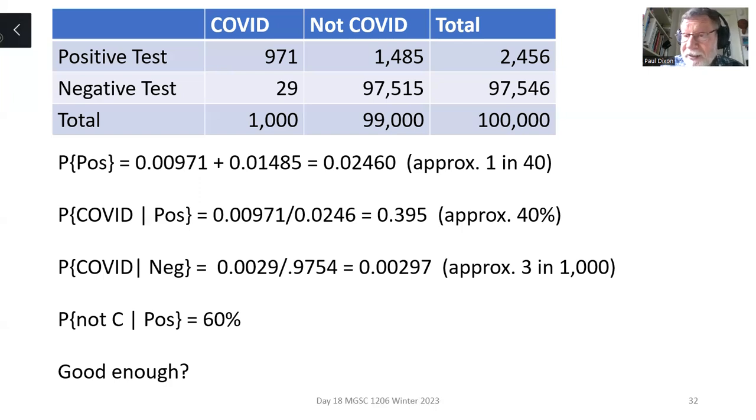Now, among those that tested negative, initially it was 1% who had COVID. Now it's down to 3 in 1,000, 0.3%, who have COVID among those that test negative. So if you tested negative to get on the plane, a very, very small percentage might have COVID, okay? Which sounds good. It means it might be safe to fly.